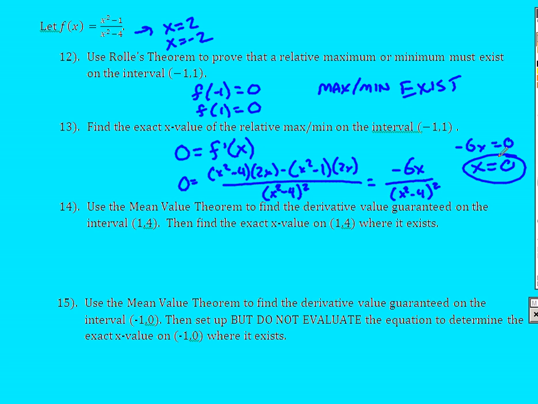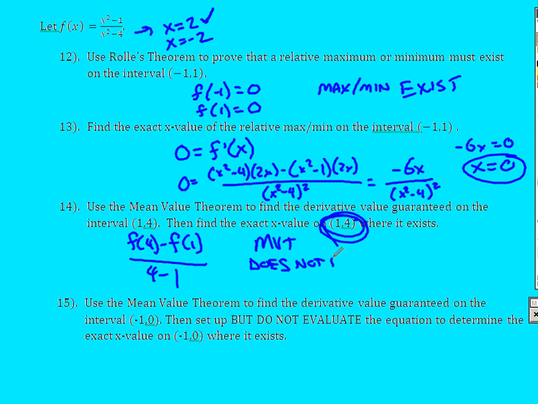Number 14. Now we're using the mean value theorem. When is it guaranteed on the interval from 1 to 4? So what I would do is f of 4 minus f of 1 over 4 minus 1. Now I plug in and find my answer. However, pay attention though. This interval, 1 to 4, is it continuous on that interval? No, it is not, because in there we have this discontinuity at x equals 2. So the mean value theorem does not apply here, because we have a discontinuity in the interval. Discontinuity at x equals 2, which is in that interval that we need to worry about.